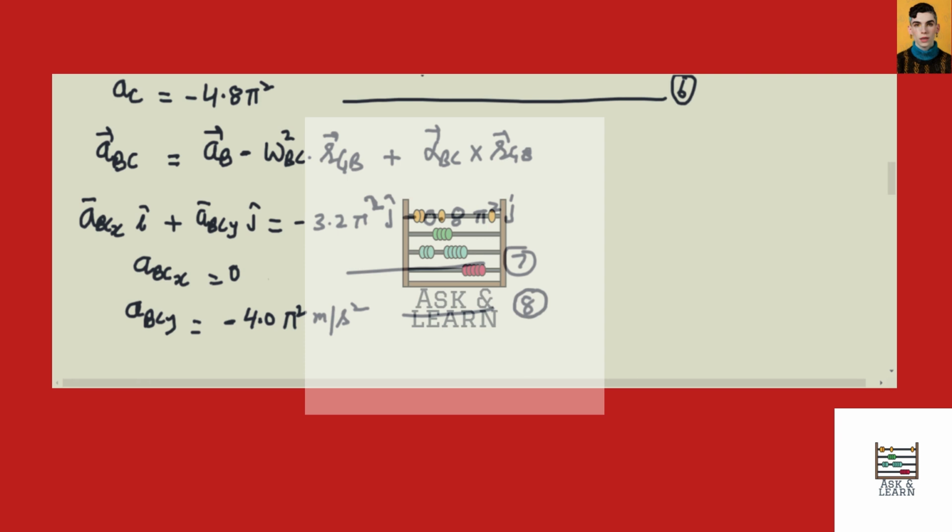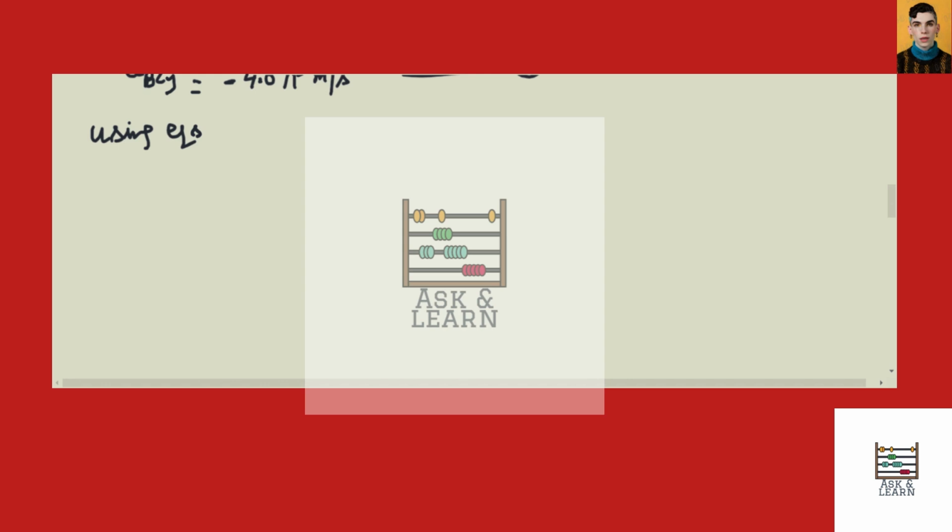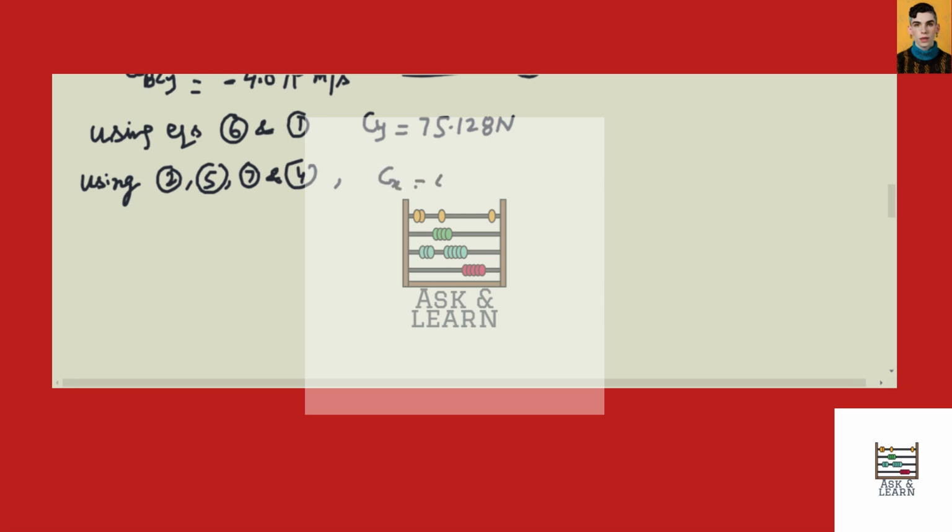Using equations 6 and 1, we will get the value of Cy, 75.128 Newton, and using 2, 5, 7 and 4, Cx is equal to 0. So reaction at C point, you will get 75.13 Newton along y-axis. That's all for it.